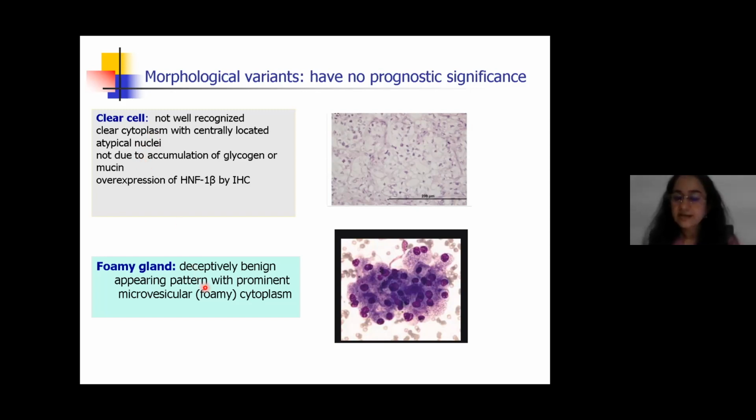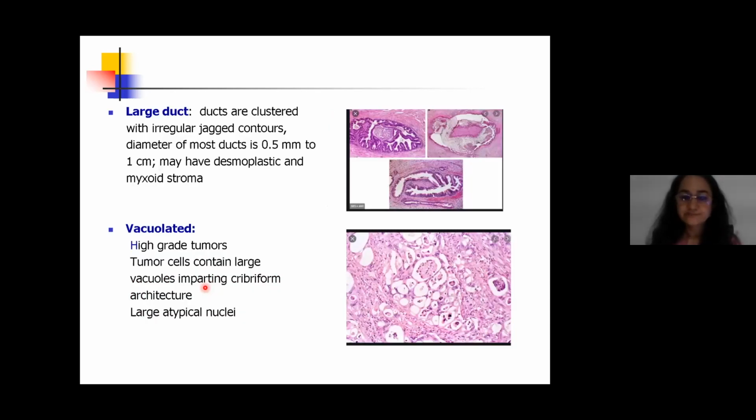Then is the foamy gland type, which has a very deceptive bland appearance with very prominent microvesicular foamy cytoplasm. So you have to see the nuclei carefully. The large duct type shows irregular jagged contours of large ducts with desmoplastic stroma, and the vacuolated type has tumor cells with large vacuoles, giving it a cribriform appearance, but it has large atypical nuclei.